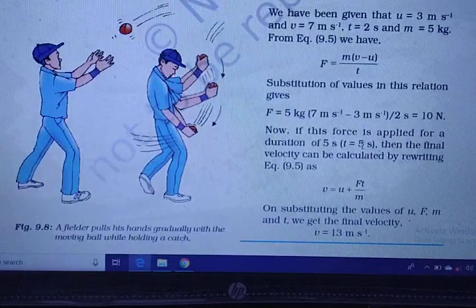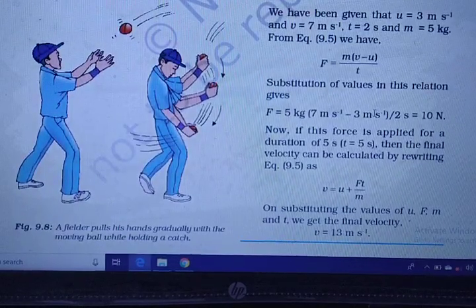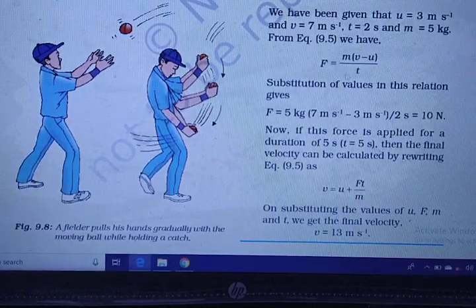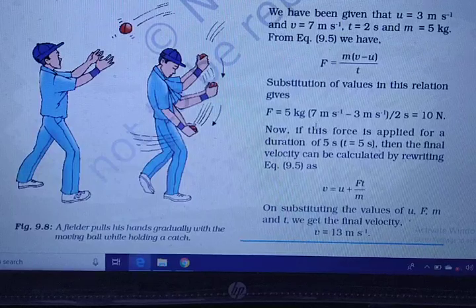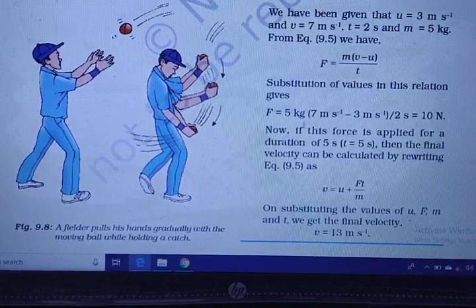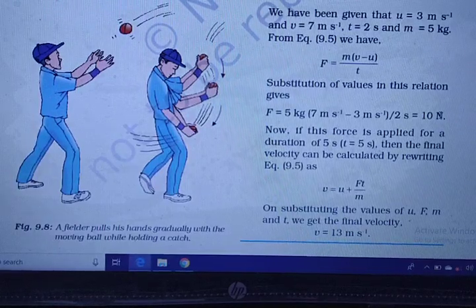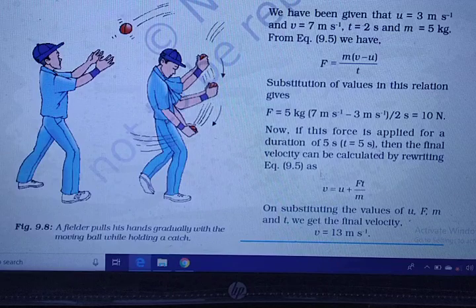By substituting the values in this equation, you can see m is 5 kg, V is 7 meter per second, U is 3 meter per second and time is 2 seconds. So after calculating 5 into (7 minus 3) upon 2, 5 into 4 upon 2, 5 fours are 20 upon 2 is equal to 10 Newton. Got it? So this was our numerical.